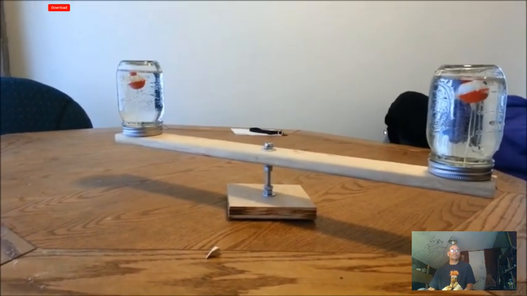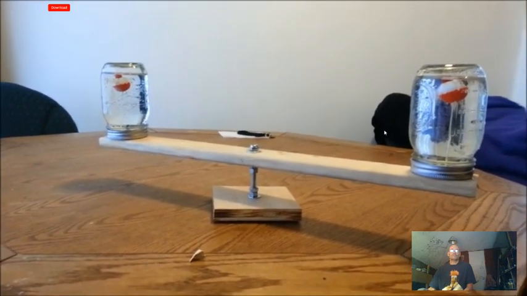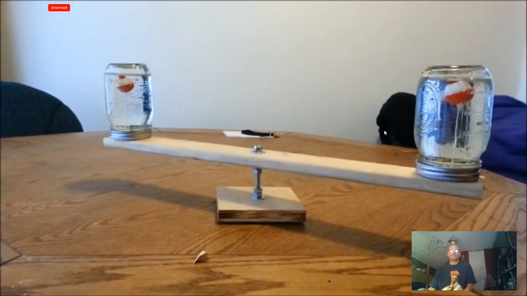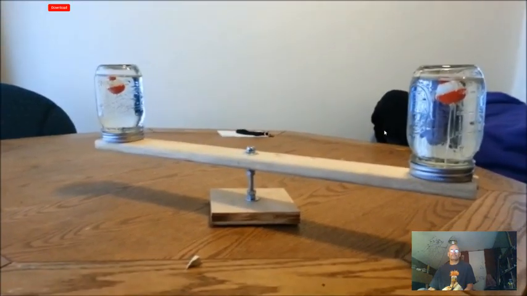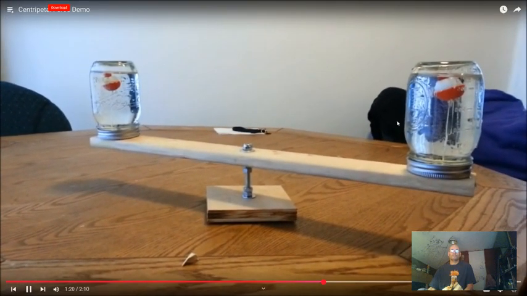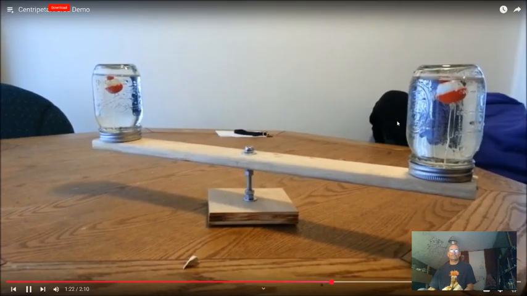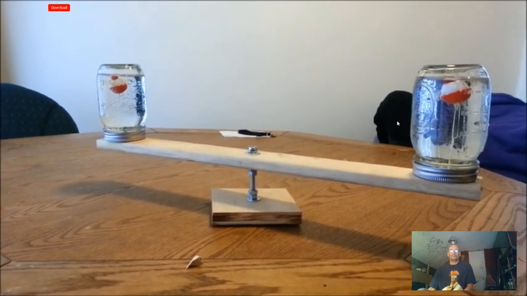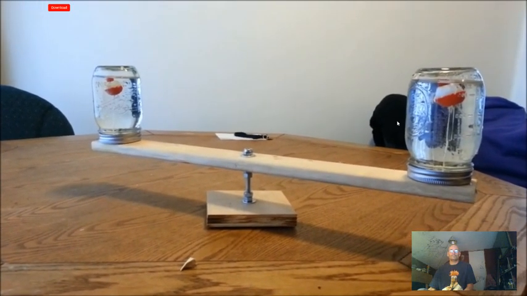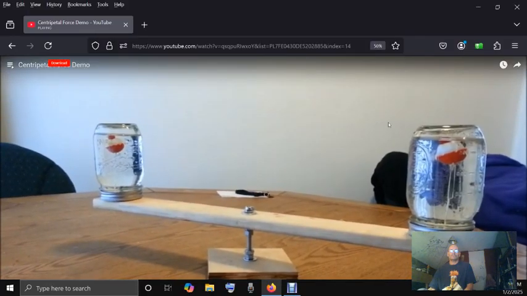What are we seeing, sir? So it turns out the bobbers do in fact point toward the inside of the circle, which is a demonstration that the force acting on an object traveling in a circular path is pointed radially inward, also known as a centripetal force.